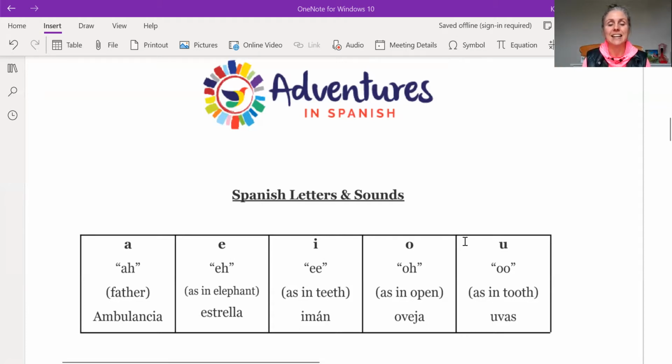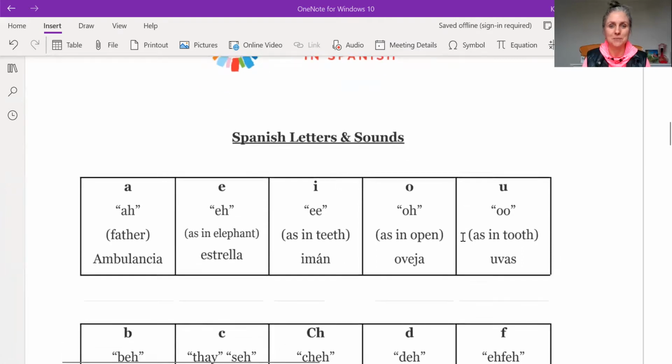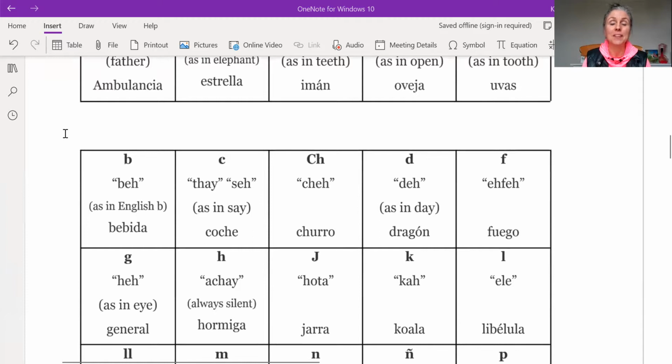The next letter is the letter U. U, as in uvas. Uvas, which mean grapes. All right, let's carry on with the rest of the alphabet. So the next letter is B. B, as in bebida. Bebida, which means drink. So we call this the B alta. B alta, because it sounds very similar to the letter V in Spanish.